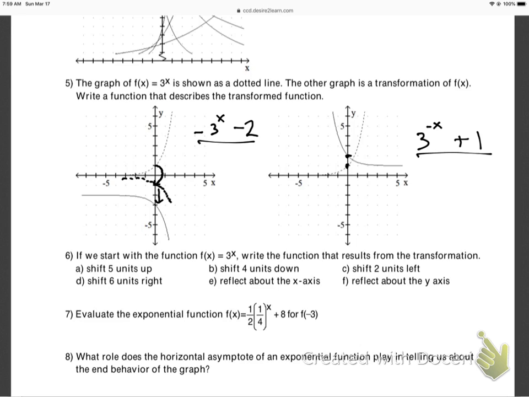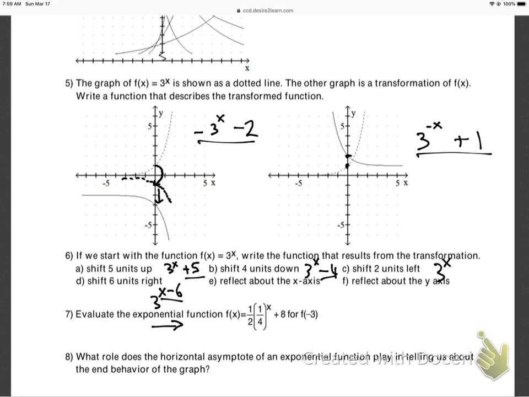Right, if we start with a function, the function results from the transformations. So this is hopefully straightforward. If you shift something up 5 units, 3 to the x just plus 5. Shifted right 6 units, so that's 3 to the x minus 6. Now think about it, it's going that way. Shifted down 4 units. Looks like I'm doing this in some sort of weird order. 3 to the x and then down 4. Remember, these are separate. That's part of the exponent. These are separate. Shifted left 2 units.